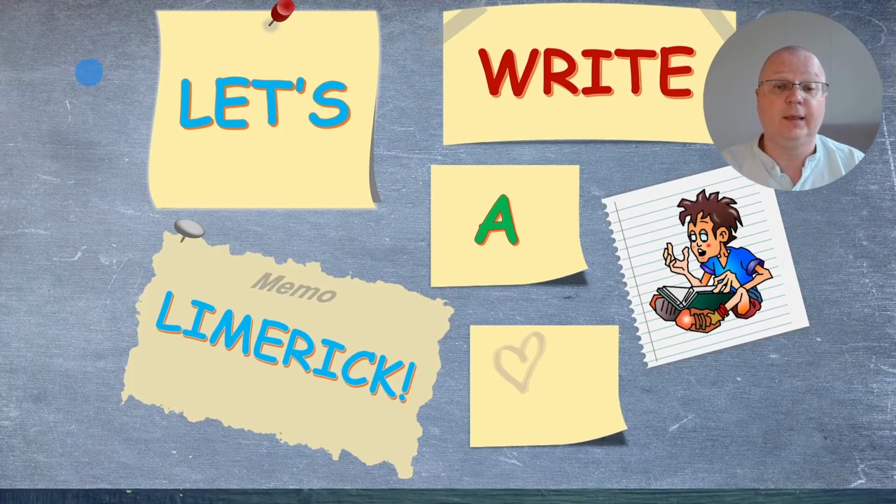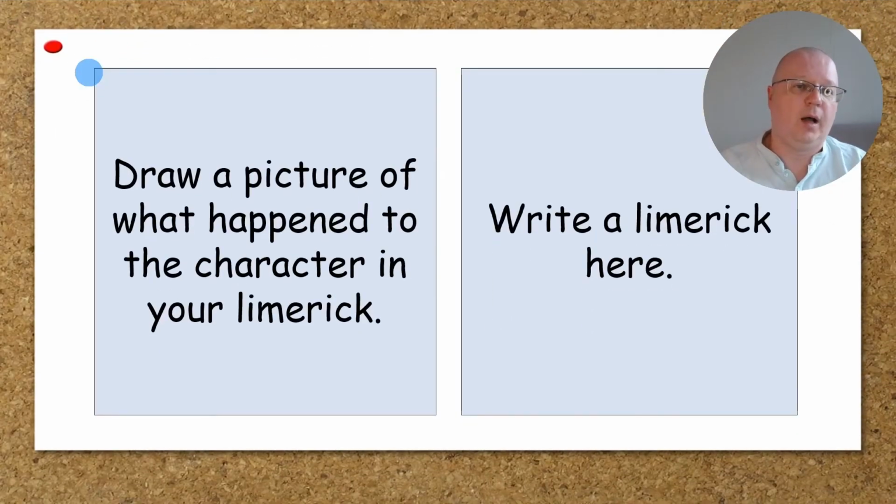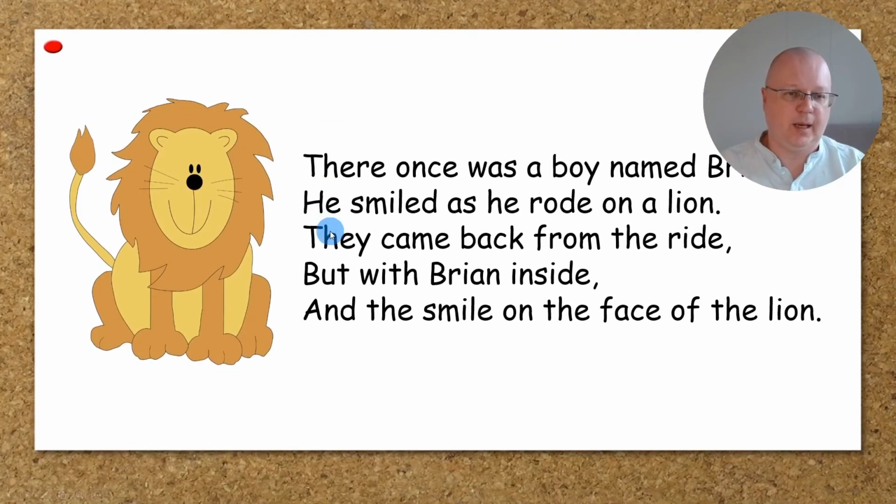Here they would need to write a limerick in groups. They will need a piece of paper and a few pencils, colored pencils. So they would need to draw a picture of what happened to the character in the limerick and write a limerick here. And you give them an example. Here's an example. There once was a boy named Brian. He smiled as he rode on a lion. They came back from the ride, but with Brian inside, and the smile on the face of the lion. It's an example. They can come up with anything they want.